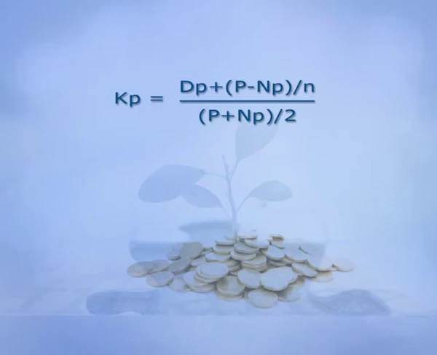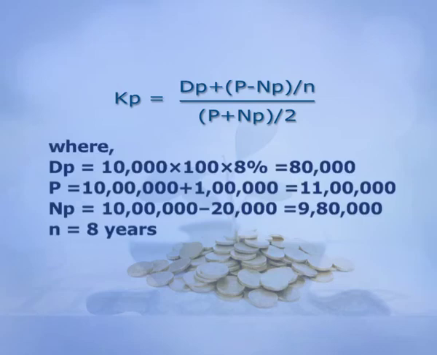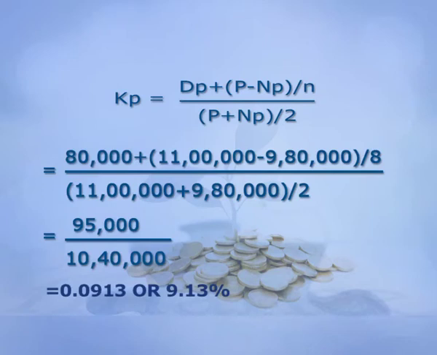KP is equal to DP plus P minus NP, whole divided by N, whole divided by P plus NP divided by 2, where DP is equal to 10,000 multiplied by 100 into 8%, which is equal to 80,000. P is equal to 10 lakh plus 1 lakh, which is 11 lakh. NP is equal to 10 lakh minus 20,000, which is equal to 9 lakh 80,000. Small n is equal to 8 years.